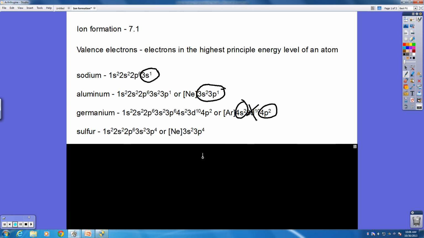Sulfur then, I wanted to pick something from the far right of the table. Sulfur would be neon 3s2, 3p4, so these are the valence electrons. We have 6.